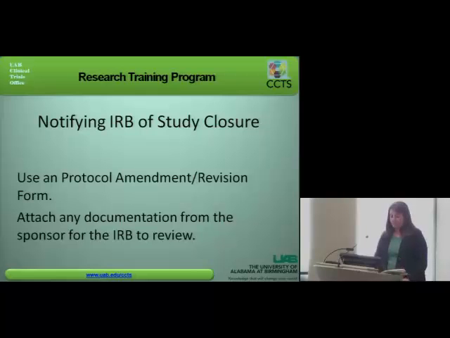This is some additional information about forms that can be used during the study closure, and it's important to document and to send any documentation that is provided to you by the sponsor to your IRB during the closeout process.